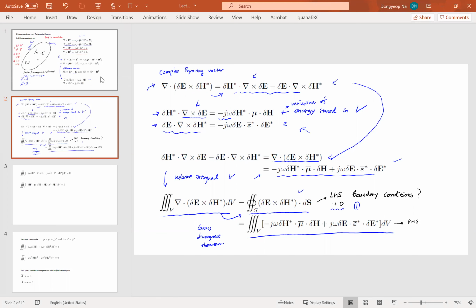For example, first, we can just make one of these terms zero, either delta E or delta H. So in order for delta E on the surface to be zero, what boundary condition? The tangential component of the electric field is going to be zero. Does anybody know?